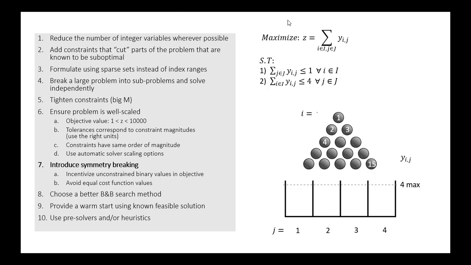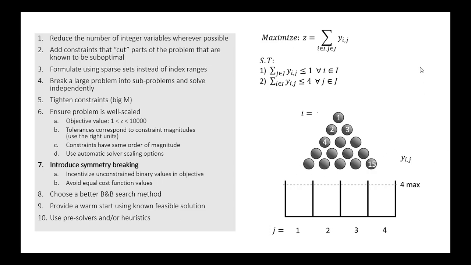So what we're trying to do is maximize an objective function, where z, our objective function value, is the summation of the binary variable with two indices, i and j, of y_i,j. So y is 1 if the ball here, the sphere ball number i, is placed in bin number j. So we're just trying to get as many of these balls into the bins as we can. There's 4 maximum per bin, and we have 15 balls that we have to fit in there.